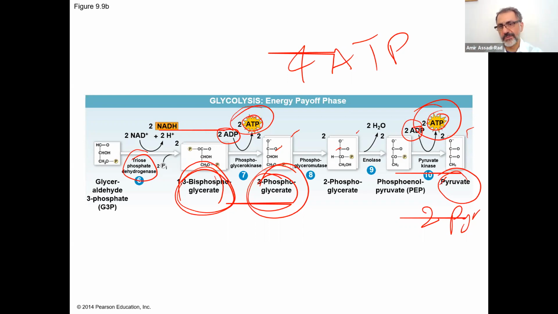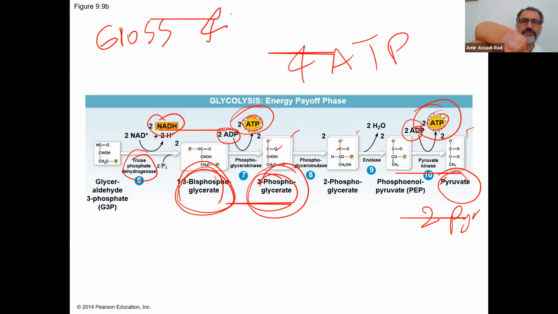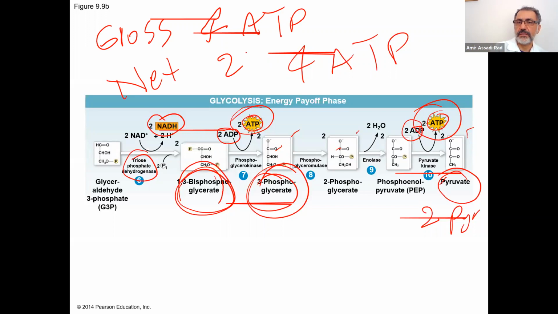It happens in the cytoplasm. You invest 2 ATP, and at the end you get 4 ATP. You also make 2 NADH, which is important. Not now, I will talk about it later. So these are the things I would like you to know about glycolysis. It happens in the cytoplasm, and you make 2 NADH. The term gross, make sure you know what that means because I use it. Gross is 4 ATP and net is 2 ATP.